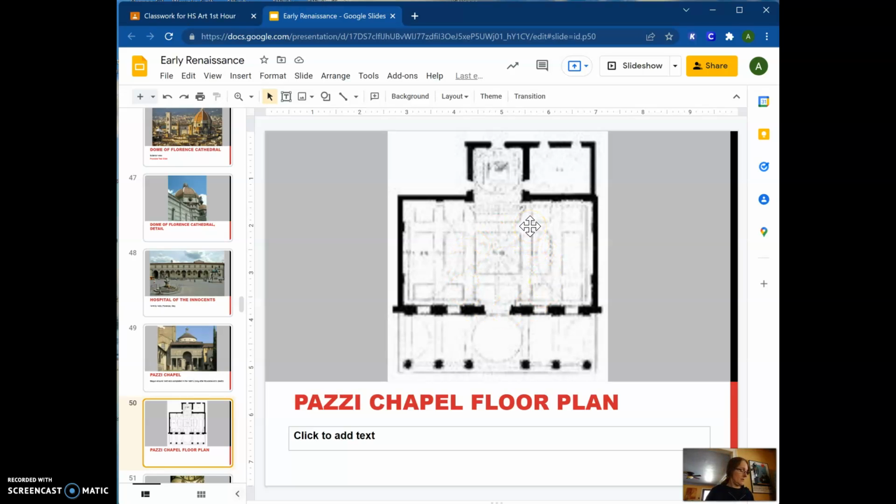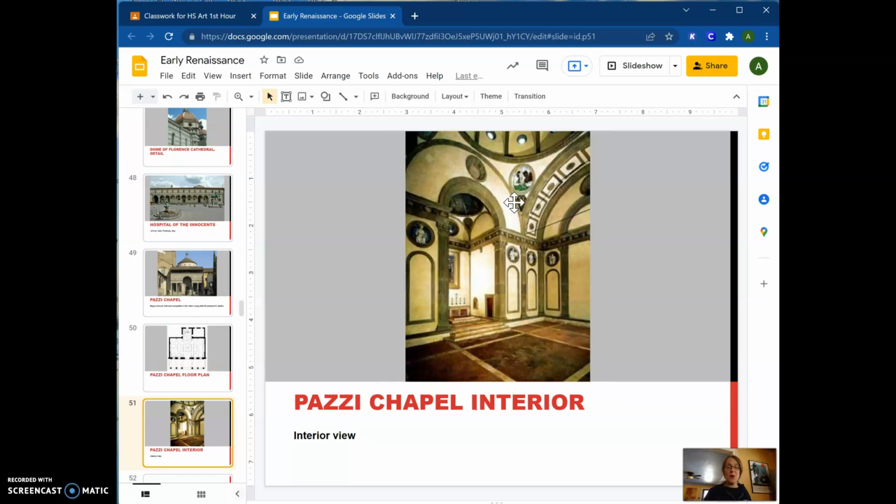All right. Now, although this floor plan is rectangular rather than square or round, all emphasis has been placed on a central dome-covered space. And this little implied circle right here, that's where the dome is. The short barrel-vaulted sections that brace the dome on two sides appear to be no more than incidental appendages. So here's a view of the interior of the Pazzi Chapel.